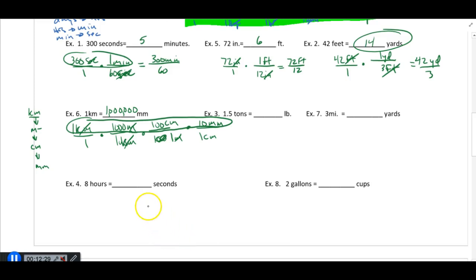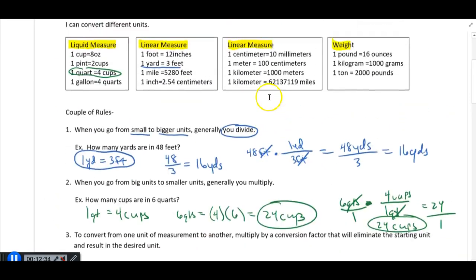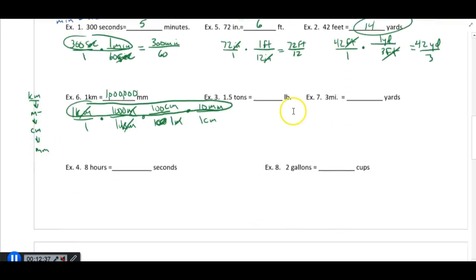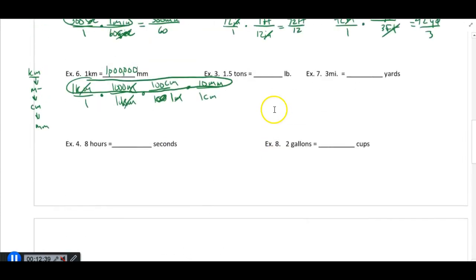Okay. Now 1.5 tons in pounds. If I go up here, 1 ton is equivalent to 2,000 pounds. So in this case, 1.5 tons over 1 times 1 ton is 2,000 pounds. Therefore, when I multiply this, that would give me 3,000 pounds.